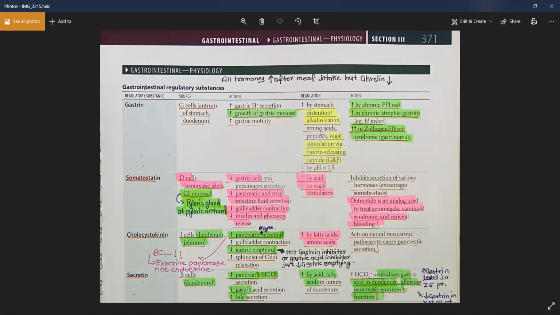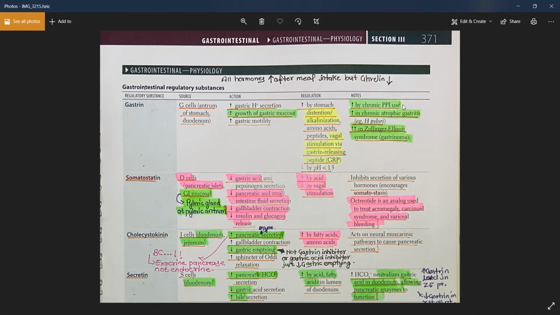Whenever the vagus stimulations are there, which means the parasympathetic supply, you will always have an increased gastric secretion via gastrin releasing peptides. Whenever you take the proton pump inhibitors, they will inhibit the HCl release from the parietal cells, and as a result, by the negative feedback, because you have an alkalization of the stomach, the gastrin secretion will be increased, right? So we'll get an increased secretion of the gastrin by the chronic PPI use.